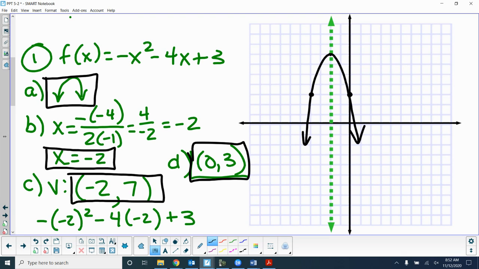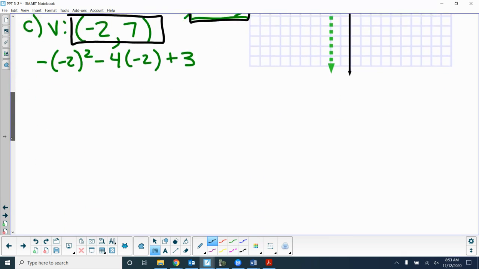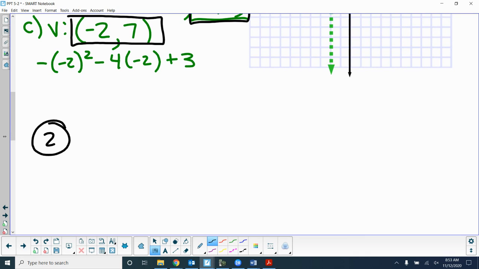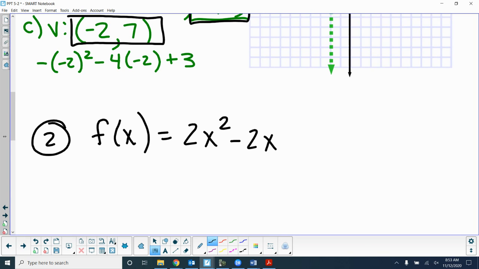Okay. Let's move on to number 2. Guess I should get the actual problems, huh? All right. Find the min or maximum value of this quadratic function. Then state the domain and range. So there's 3 things we're looking for, right?